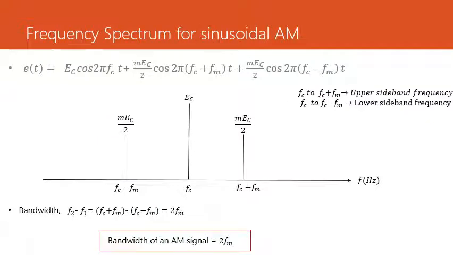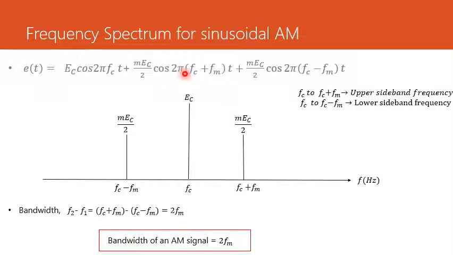In this slide we are going to discuss the frequency spectrum for a sinusoidal AM signal. In the previous slide we derived the expression for an AM signal which contains three signal components, a carrier and two sidebands. In the frequency spectrum, the x-axis is the frequency in hertz. The first term is the carrier component with a frequency of Fc and an amplitude of Ec.